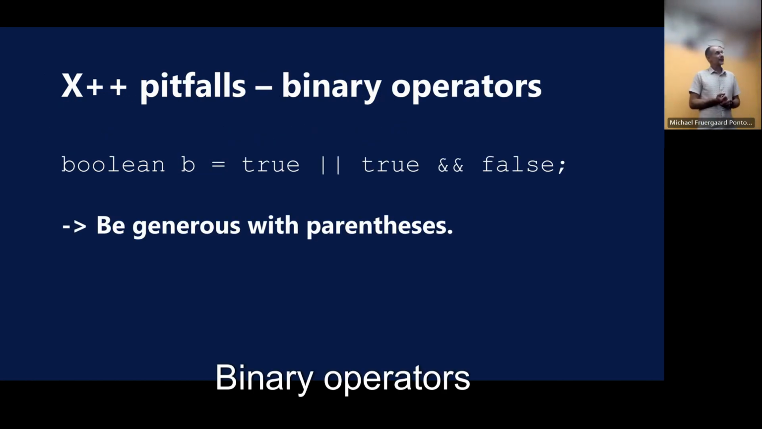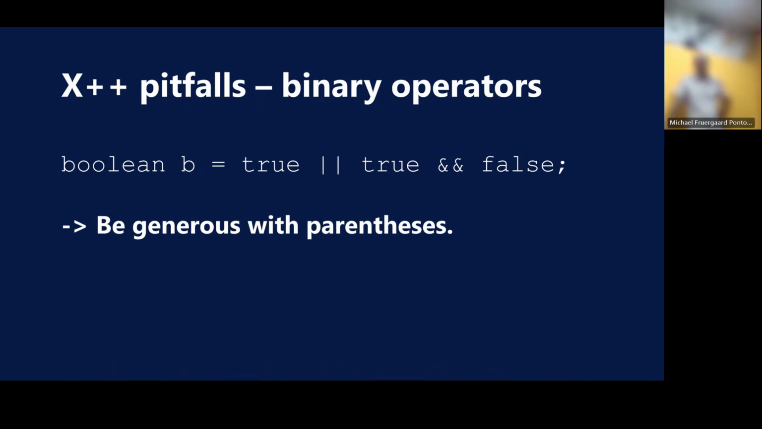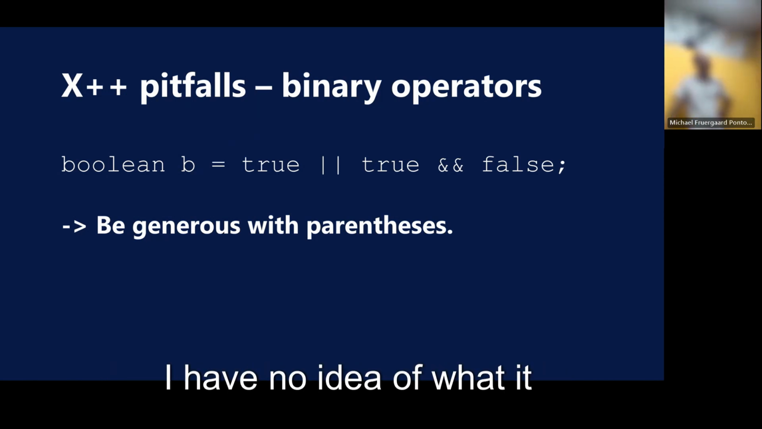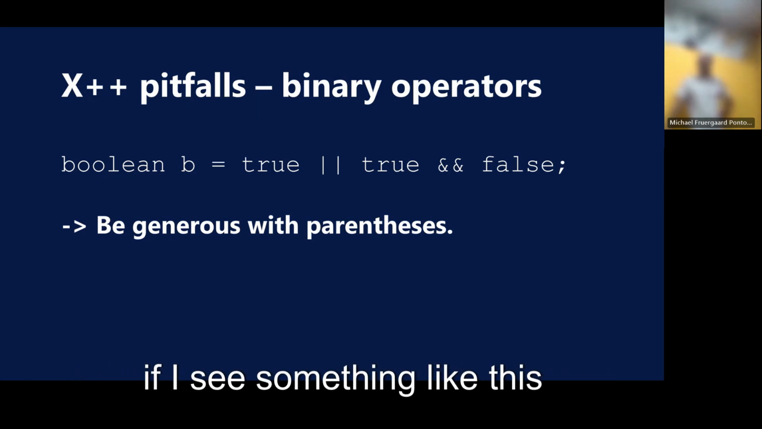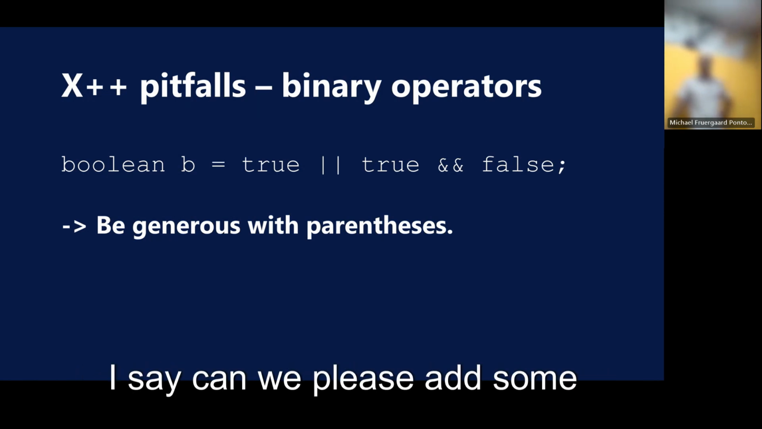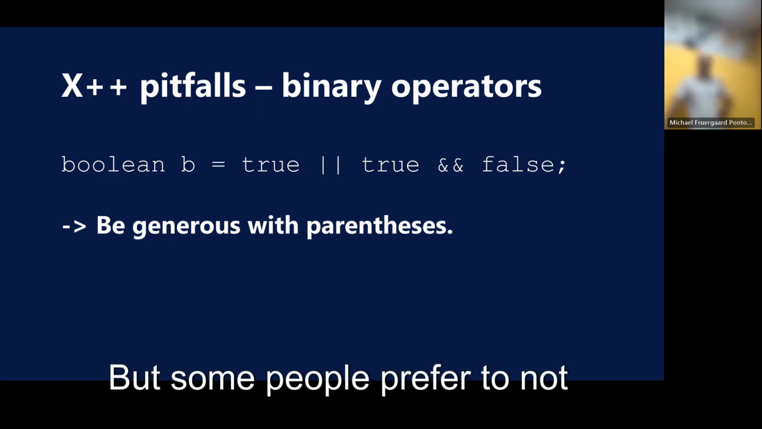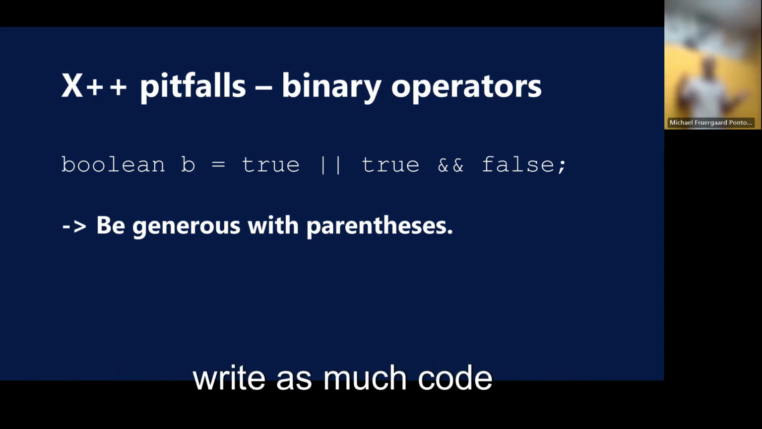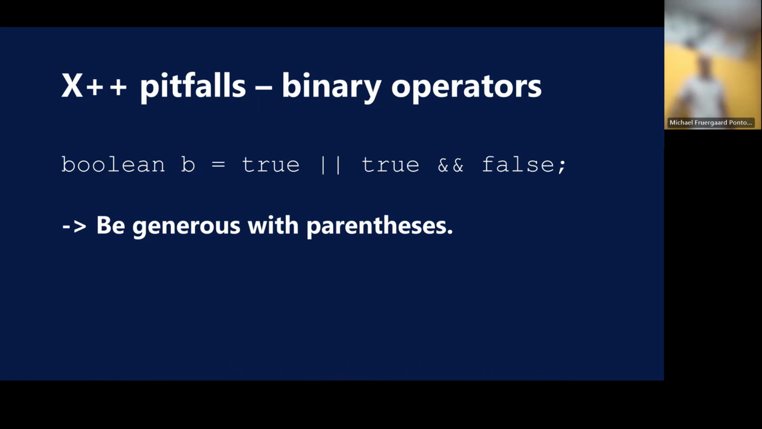Binary operators. Can any one of you tell me what B will be if I run this? I have no idea what it is. I didn't even want to run it, because if I see something like this in code, I'll say, can we please add some parentheses to be explicit? But some people prefer to not write as much code, so they remove them and they know better. They know how this works, right?